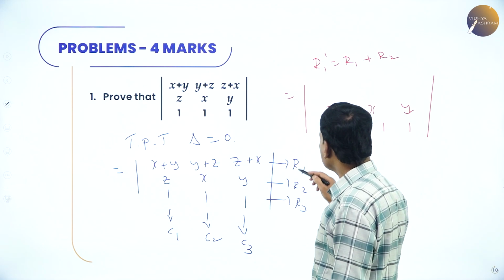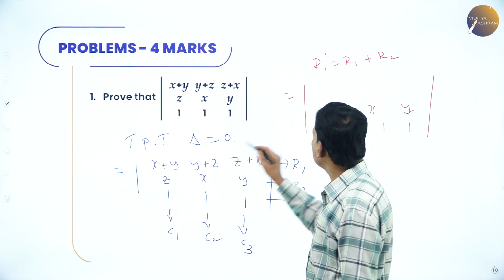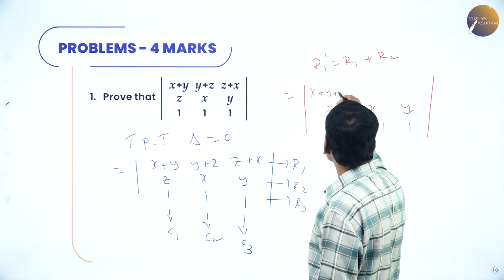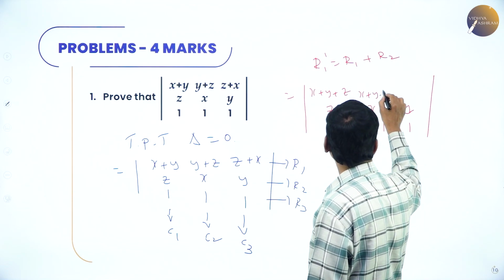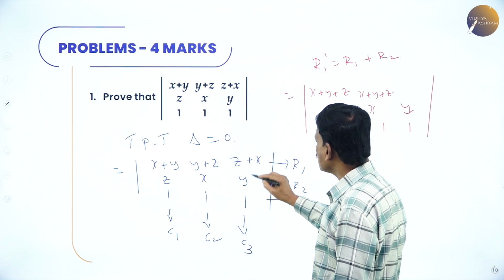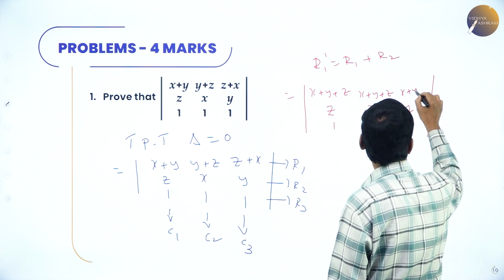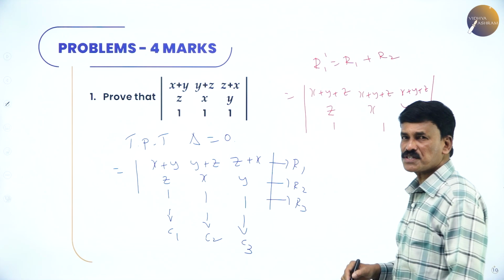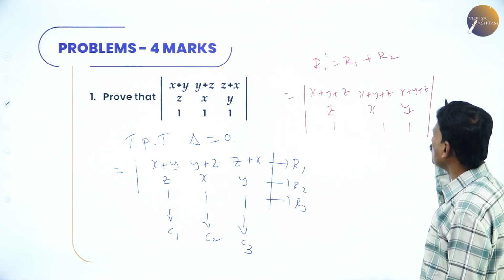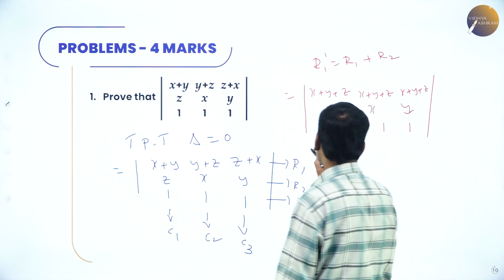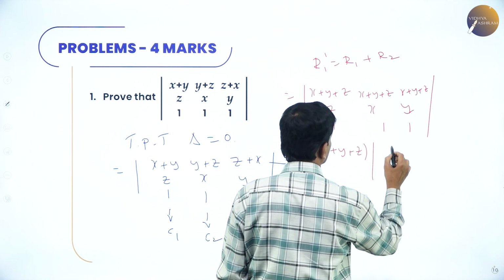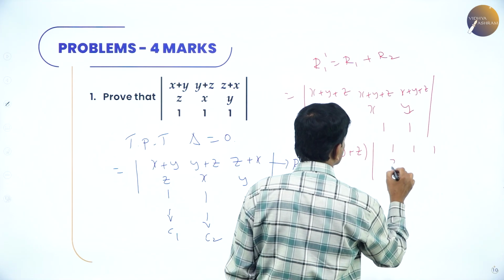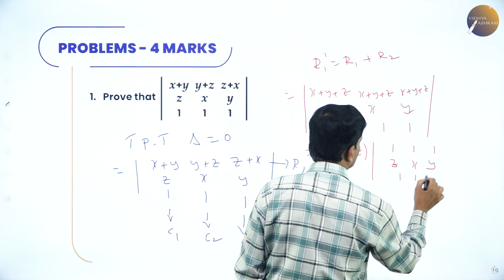So R1 dash is equal to R1 plus R2 plus R3: x plus y plus z. Again y plus z plus x is nothing but x plus y plus z. Again z plus x plus y is nothing but x plus y plus z. So in the first row we have x plus y plus z in every entry. You can take x plus y plus z common factor out, leaving 1, 1, 1, z, x, y, 1, 1, 1.